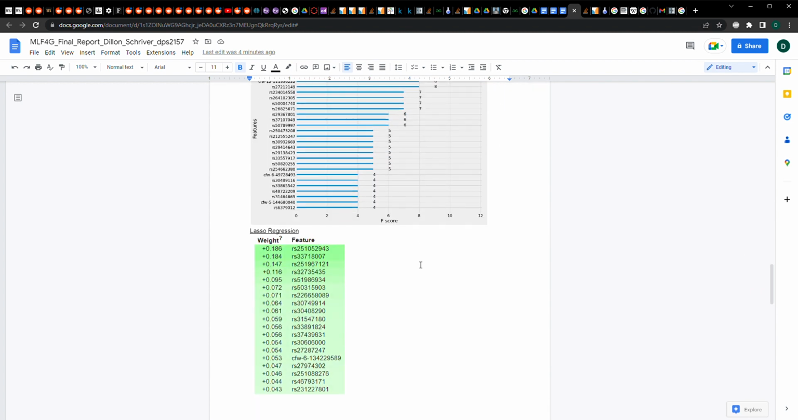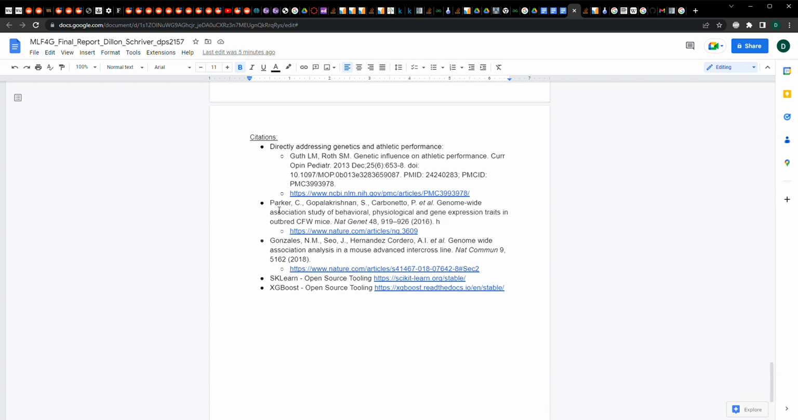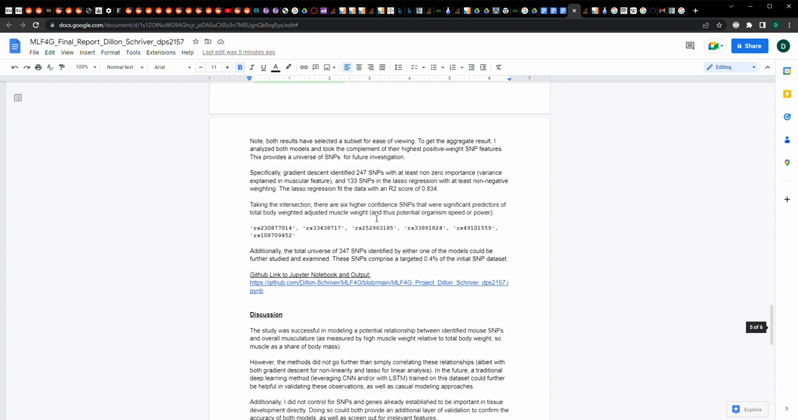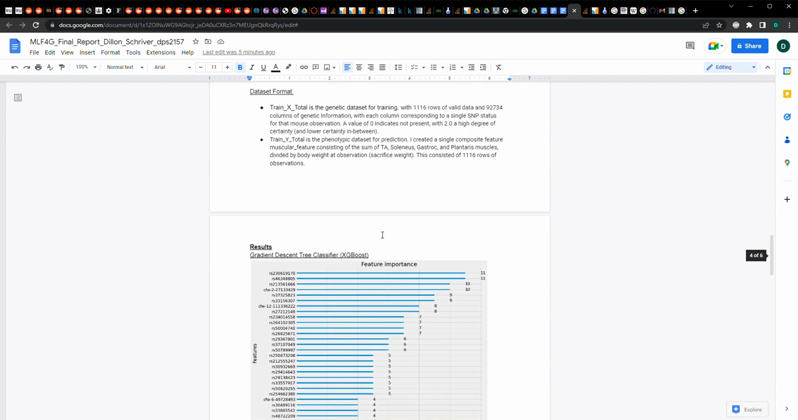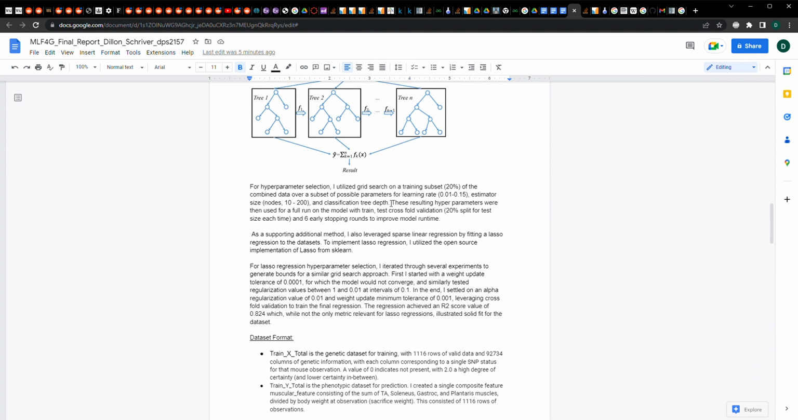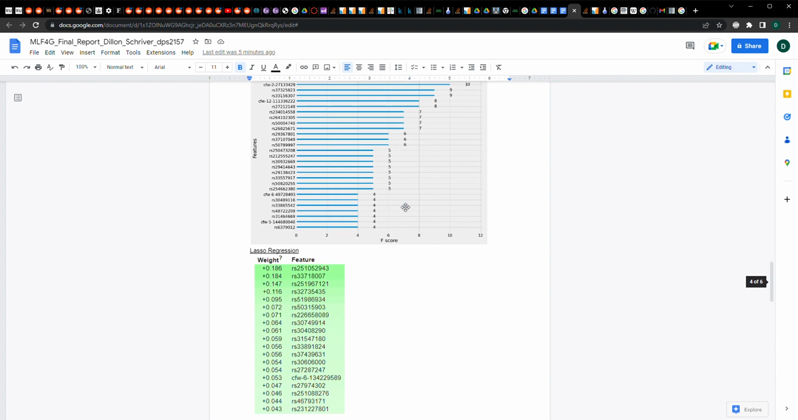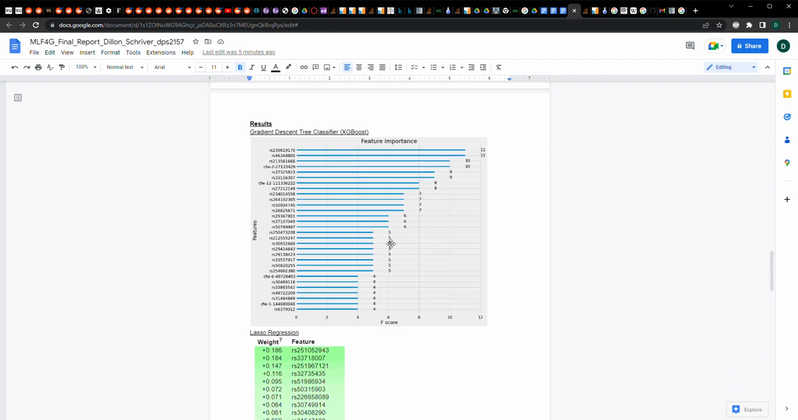I used the data set from class. You can see the citations here, as well as the two open source models, sklearn and XGBoost, for implementing both the lasso regression and the XGBoost gradient descent. Here is a sample of the results.